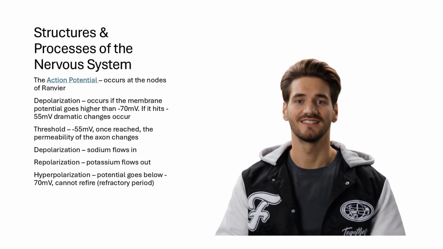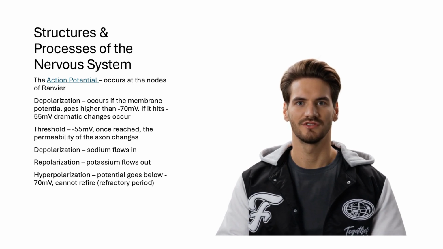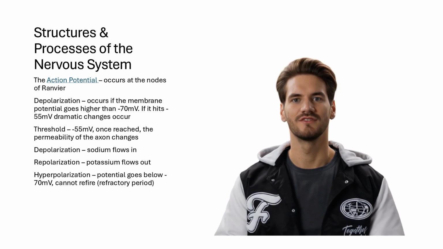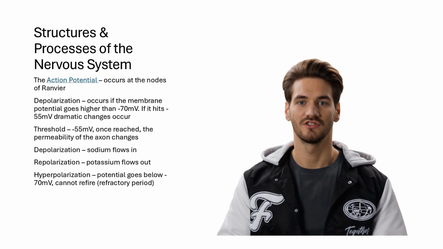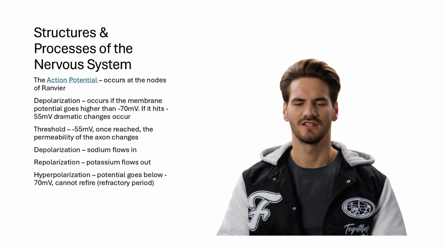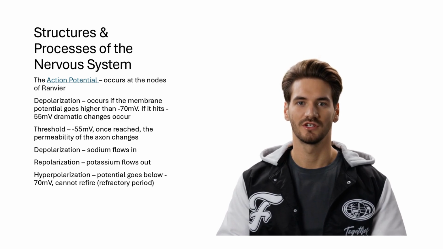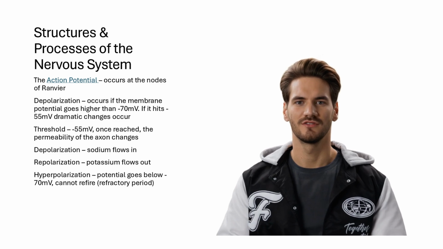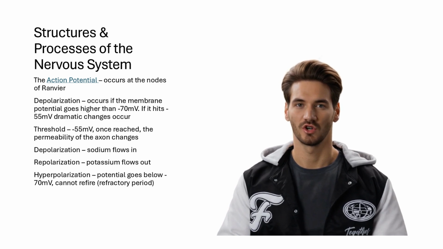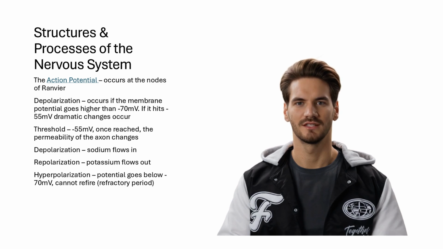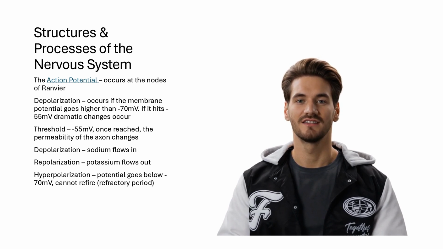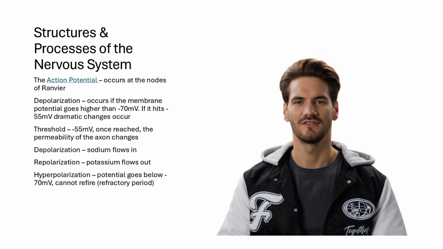At rest, a neuron is not inactive. It is electrically charged. This state is called the resting membrane potential, typically around -70 millivolts. The inside of the neuron is more negatively charged than the outside, largely because of large, negatively charged proteins trapped inside the cell and an unequal distribution of sodium and potassium ions. This separation of charge stores potential energy. Think of it like a stretched rubber band. No movement yet, but energy is ready to be released. The process of establishing this charge difference is called polarization, and it is essential because without it, a neuron cannot fire an impulse.